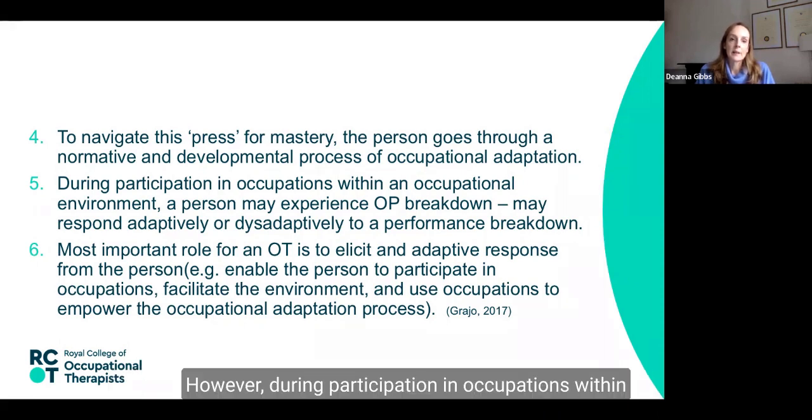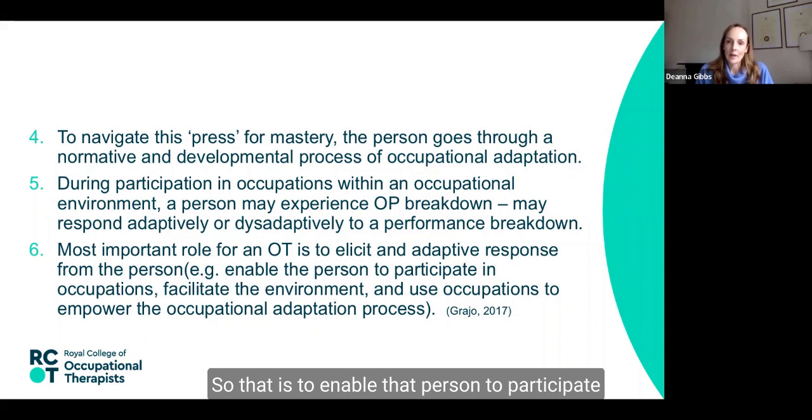However, during participation in occupations within a specific environment, we may experience occupational performance breakdown. And when that occurs, we might respond adaptively or maladaptively to that breakdown in performance. So when we're thinking about this model from the context of being an occupational therapist, the most important role for us then is to think about how we can elicit and facilitate an adaptive response from the person.